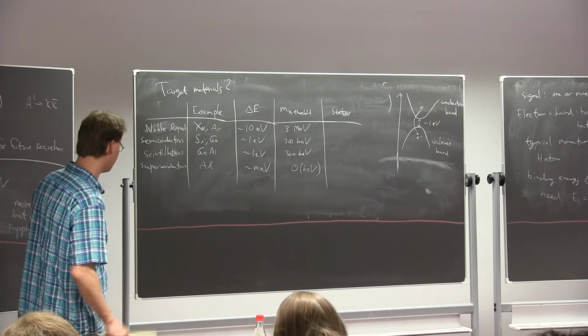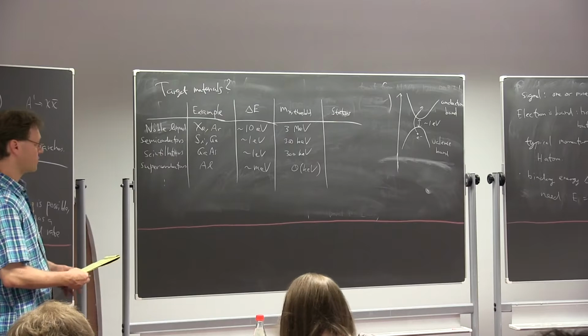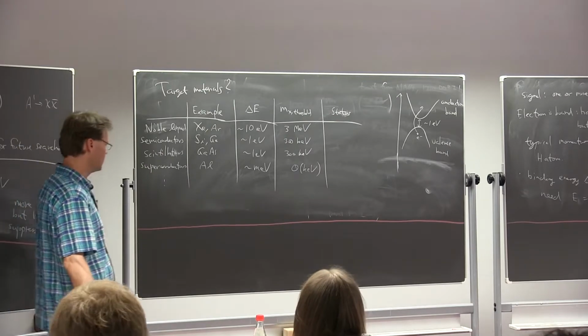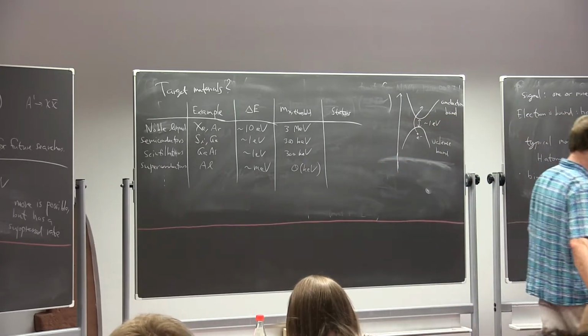Okay. And then there's a whole bunch of other things which we can list, which is given in this review paper. So people talked about graphene, there's polar crystals, people are using Dirac materials and all kinds of interesting condensed matter systems.